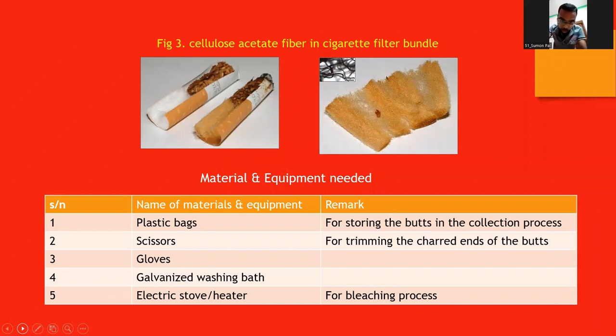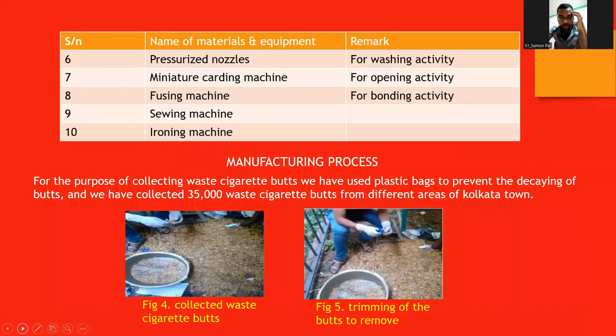Materials and equipment needed for this process: plastic bag, scissors, gloves, galvanized washing bath, electric stove heater, and next slide. Pressurized nozzle, carding machine, fusing machine, sewing machine, and ironing machine.